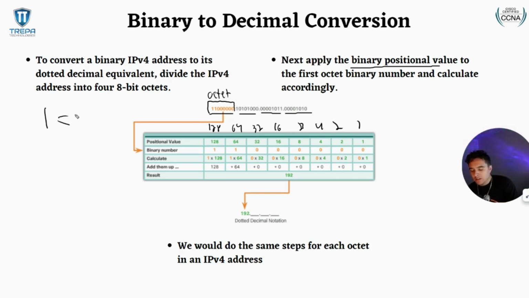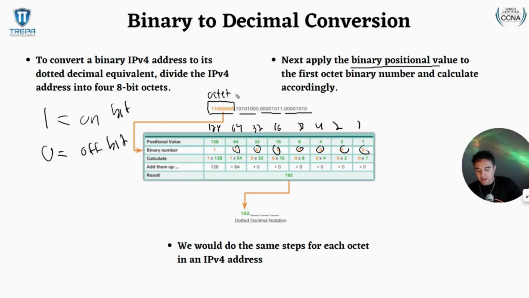Now again, 1 is our what? On bit. 0 is our off bit. So if we have a 1 bit underneath this number 128, that means yes, that bit equals 128. This bit equals 64. And then the rest of these are off bits, so their value is 0. So now if we drag all this down, out of these 8 bits, our 2 on bits represent 128 and 64. The rest are our off bits that, of course, are just 0.